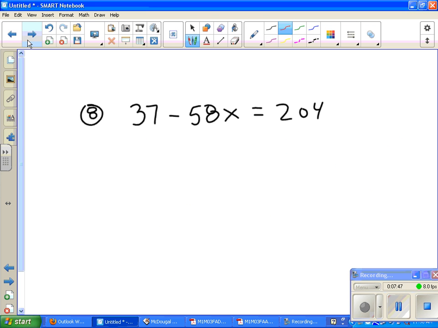For number 8, we have 37 minus 58x equals 204. That's the same thing. It's a positive 37, which is the same thing as plus 37. Do the inverse of that and subtract 37. That'll cancel them. If you subtract 37 on the left, you need to do the same thing on the right.